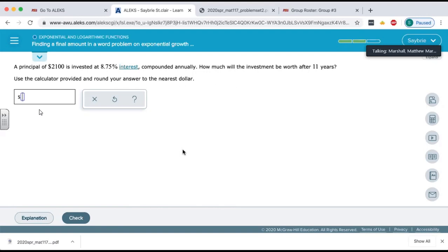And then hopefully you have a good calculator, because I typed that in exactly the way that looked, and it gave me 5,283.7, so 5,284 when that's rounded up.